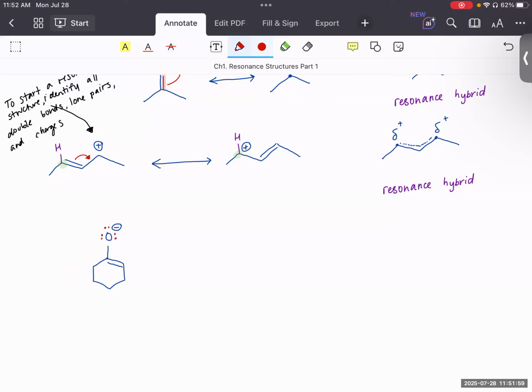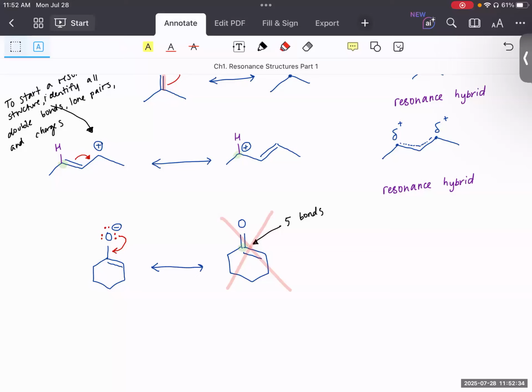Here we can start at the lone pair and move down the electrons to form a carbon-oxygen bond here. If we were to stop here with our resonance structure, this is the structure that we would get. We can see that this is a problem because this carbon right here would end up having 5 bonds, and we know that we can't have 5 bonds to a carbon. So we cannot stop here with our resonance structure.